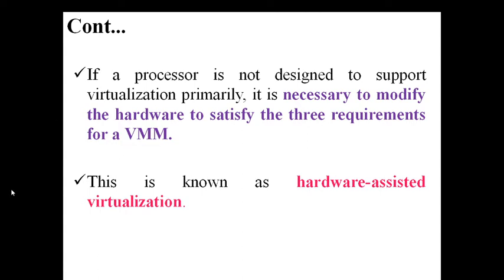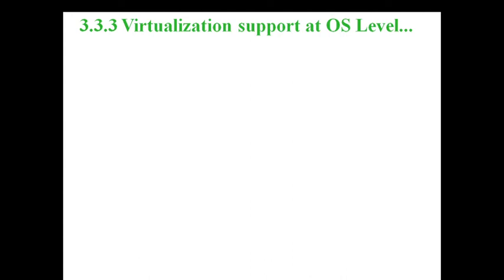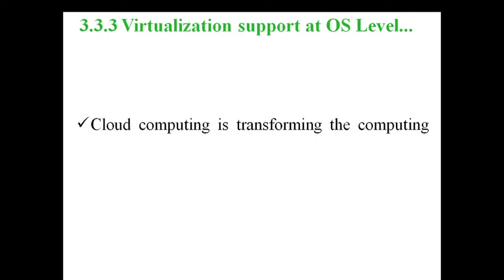But whenever there is hardware dependency, or the hardware is taking care of our resources, it is called hardware-assisted virtualization. Next is virtualization supported at the OS level. We discussed full virtualization, but we have some problems with full virtualization also. So we have to turn to the other virtualization method called OS virtualization.